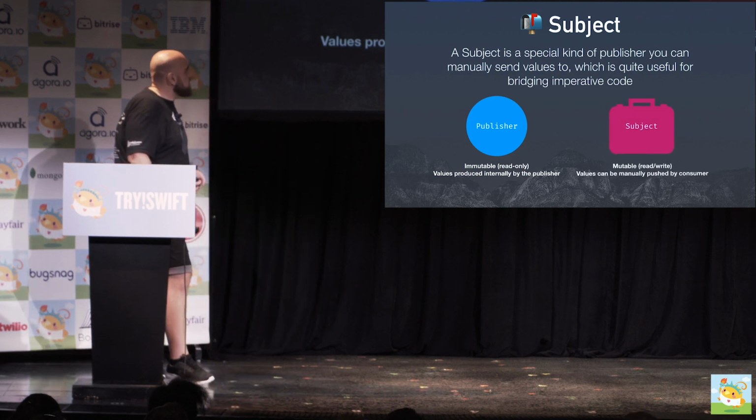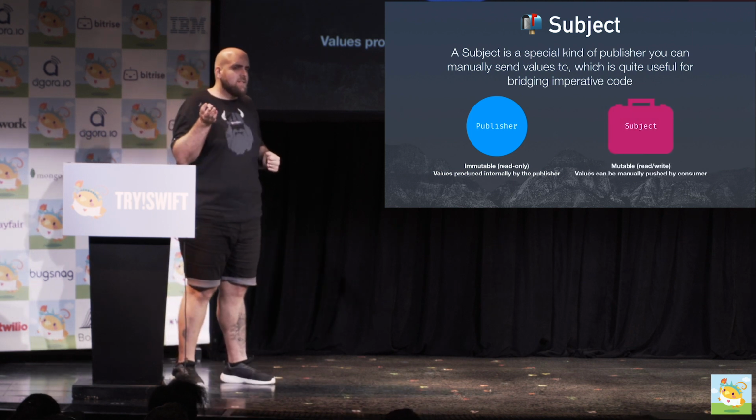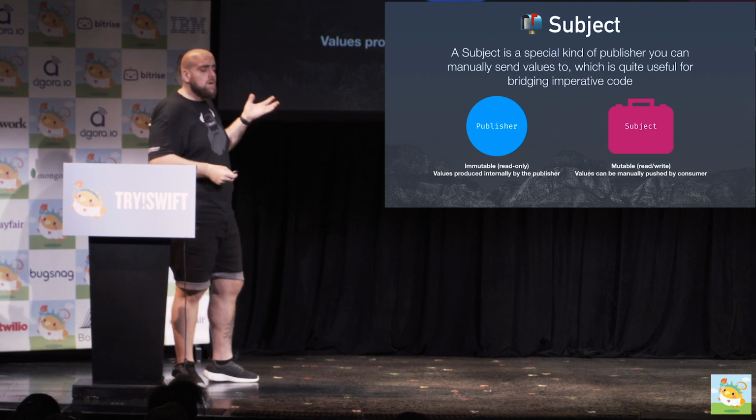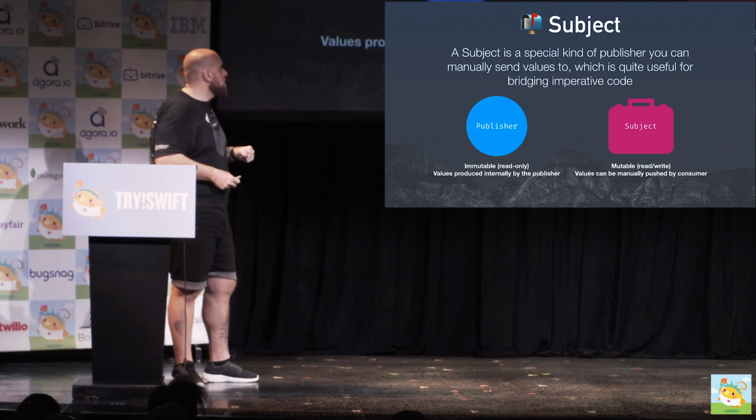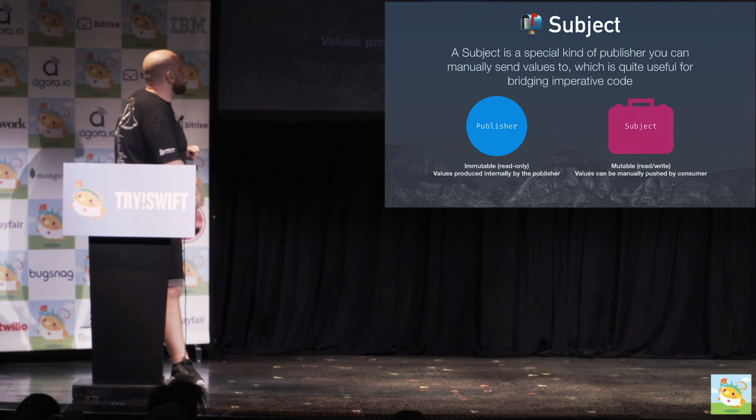For a subject, you can actually send values to it directly, so it's mutable. So it's really useful for reading some imperative code you have. You can just send values to it. Let's look at some examples of that.